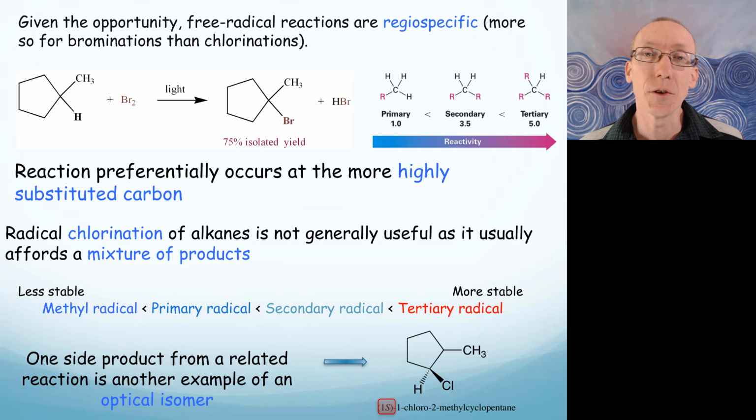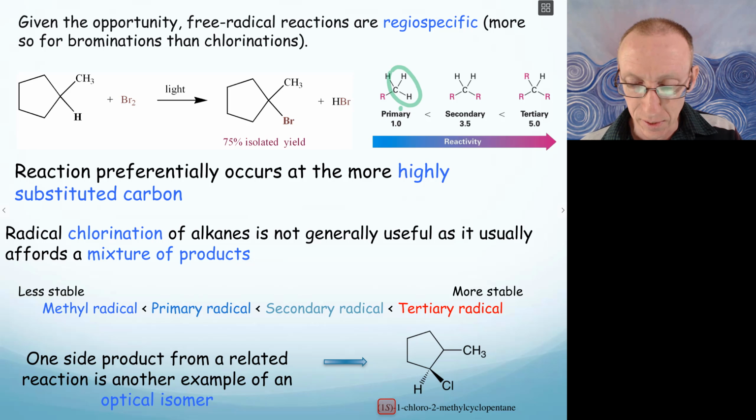Given the choice of different places around an alkane to react, free radical halogenations are usually selective to some extent. They will generally give halogenation at the more substituted position. So a primary alkyl group, like this position here, is less reactive than a secondary alkyl group, like this one here, and that is less reactive than a tertiary alkyl position. So the reactivity increases the more substituents we have on the carbon undergoing the halogenation.